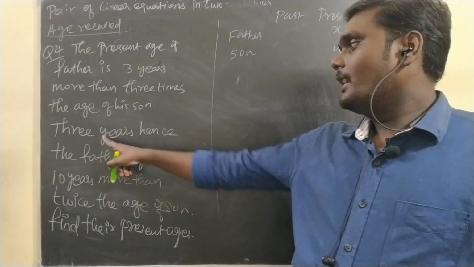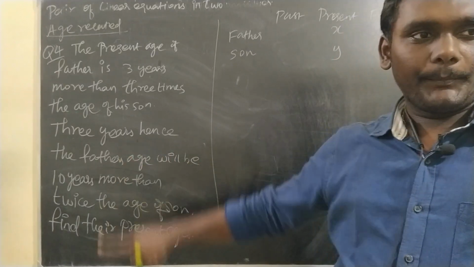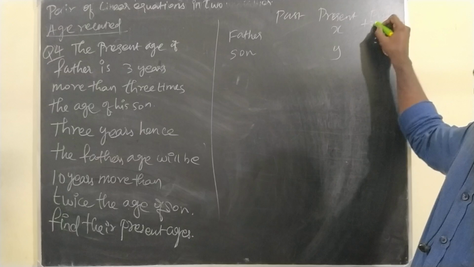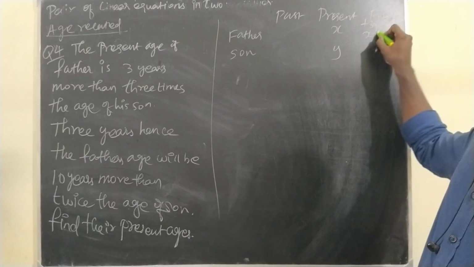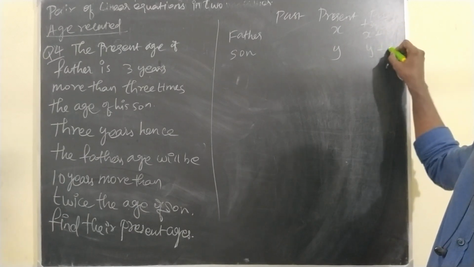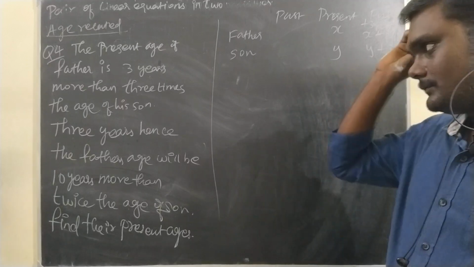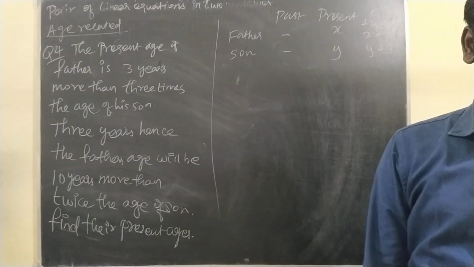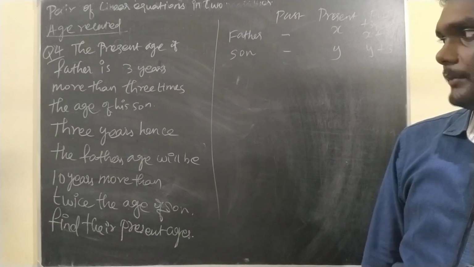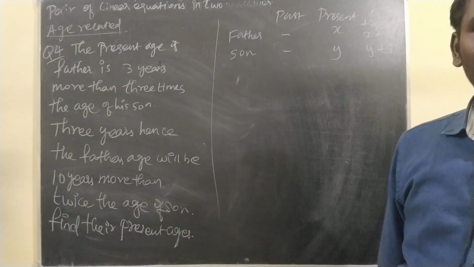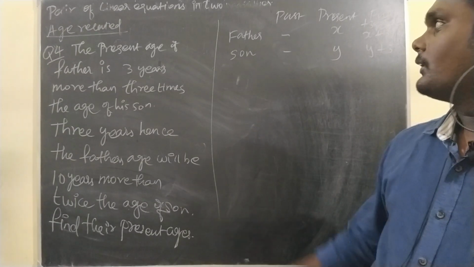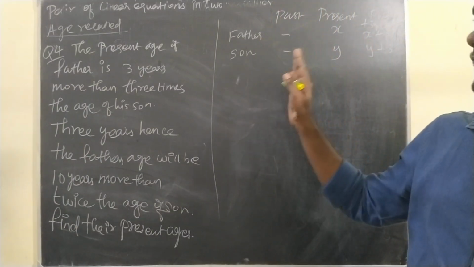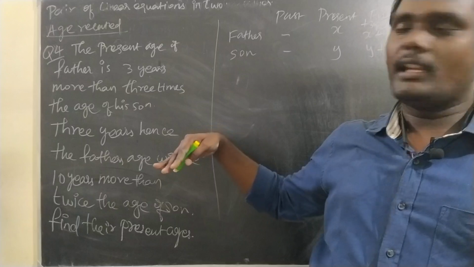Okay. 3 years hence, future or past? Future. So plus 3 years. So this is X plus 3, son's age is Y plus 3. That is it. Past, it is not there. Okay. Clear? Now, observe the question. These are the ages at the mentioned time period. Now, we have to convert everything into equation.